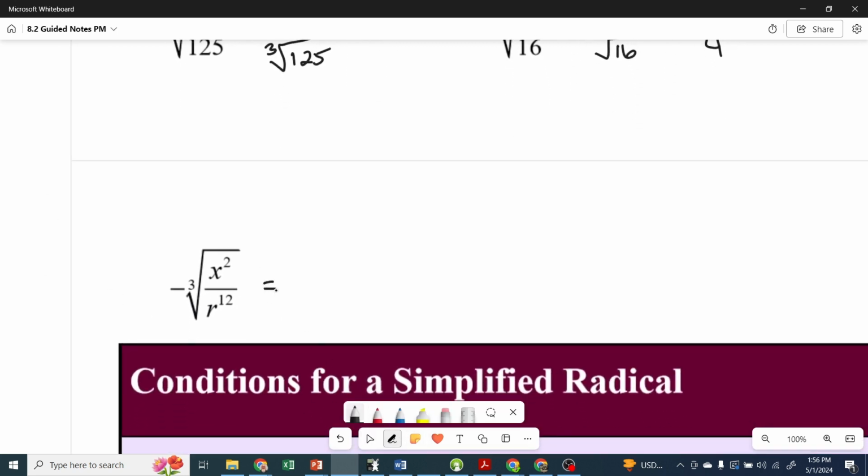Okay, over here we just go through the same process. Negative cube root of x squared over cube root of r to the 12th. I can't do anything with the numerator, so that'll just stay the negative cube root of x squared. But because 12 divides evenly by 3, I have r to the 4th.